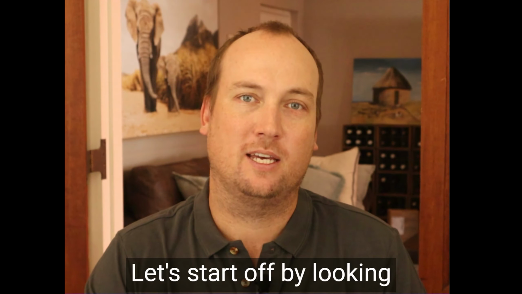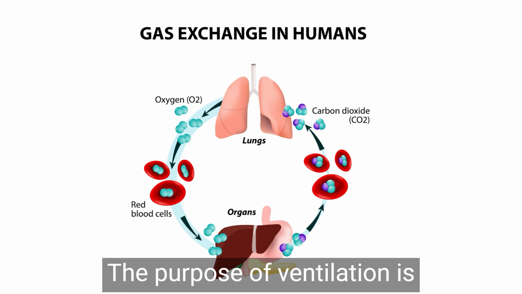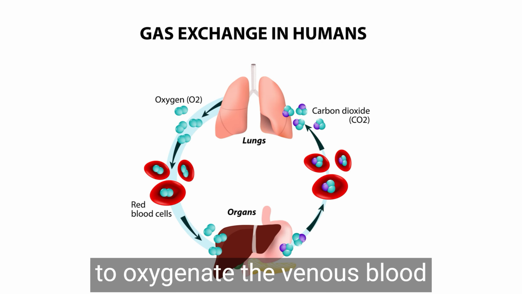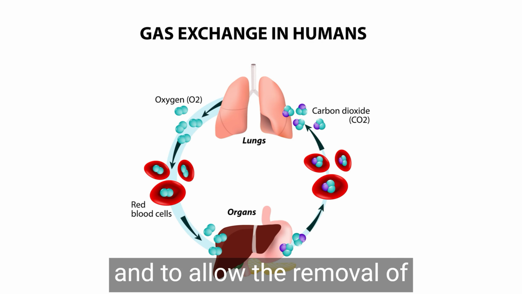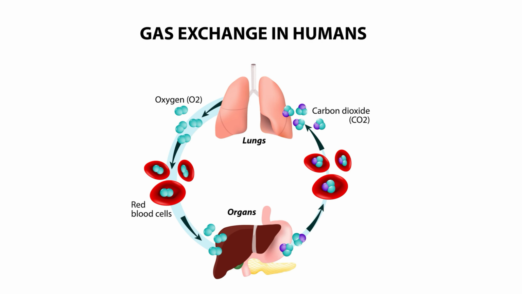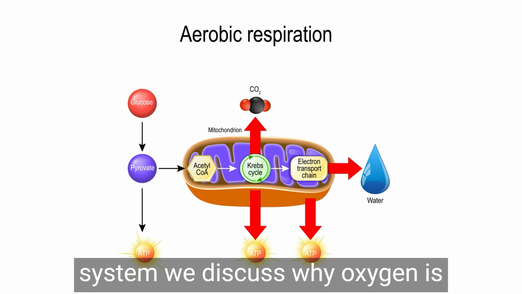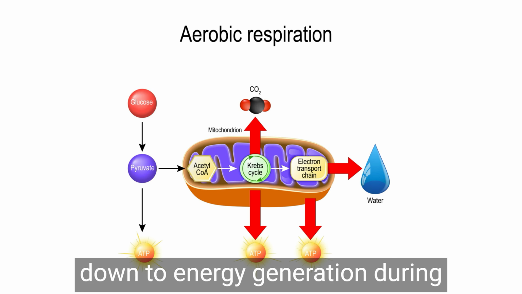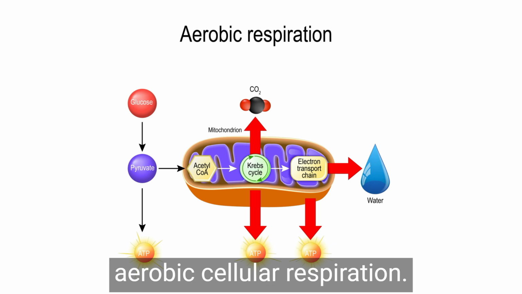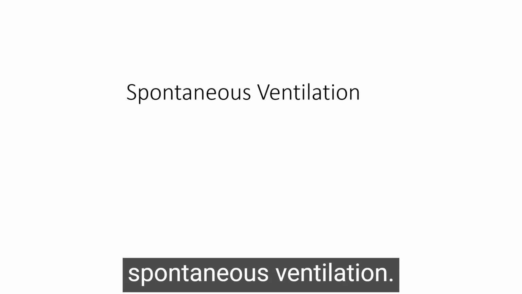Let's start off by looking at some basic physiology. The purpose of ventilation is to oxygenate the venous blood flowing through the lungs and to allow the removal of carbon dioxide from this blood. In the video talk on the circulatory system, we discuss why oxygen is essential for life, and it all comes down to energy generation during aerobic cellular respiration. Let's start off by looking at spontaneous ventilation.